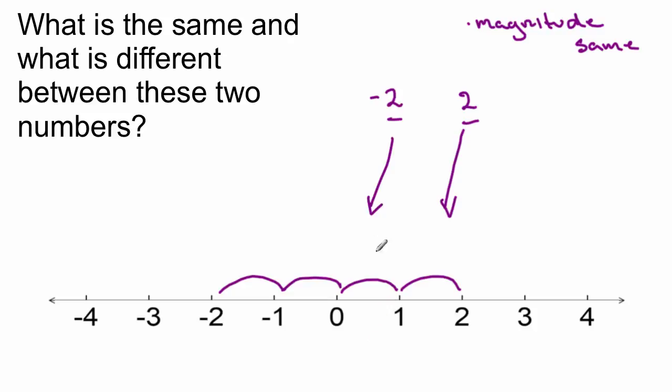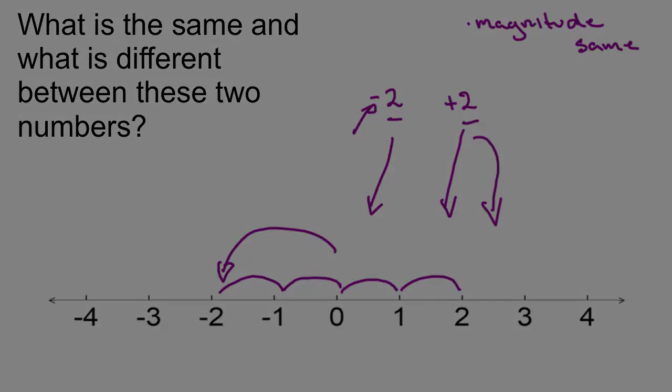The big difference, of course, is that this one has got a negative sign, and so we place it on this side of the number line, and because this hasn't got a negative sign, it automatically has a positive sign whether we write it or not, and therefore it's placed on this side of the number line. But the important thing to remember is, as far as their distance away from 0 is concerned, it's exactly the same, just in different directions.